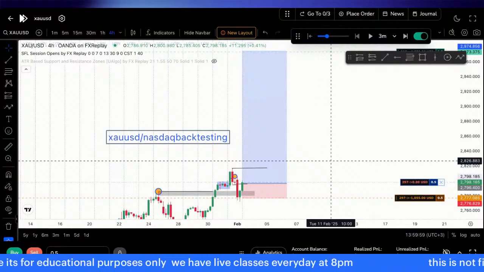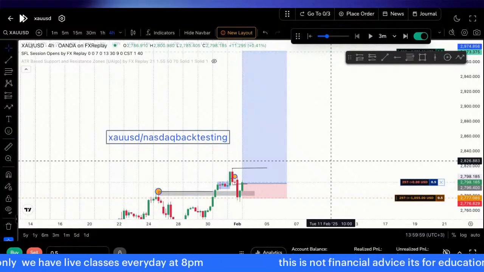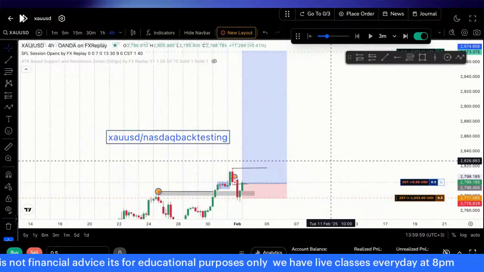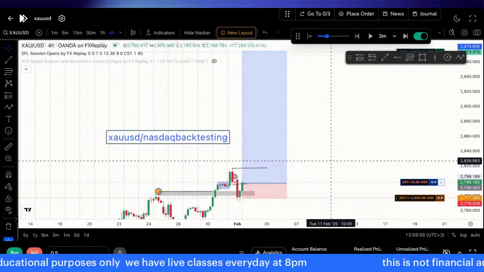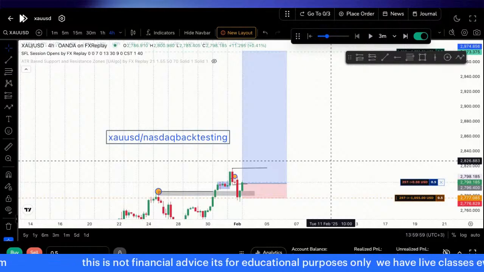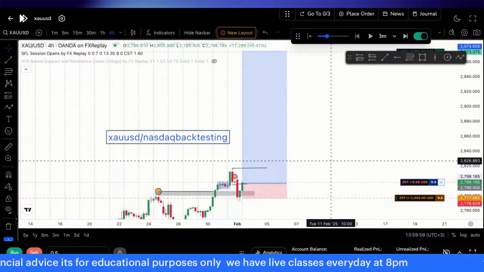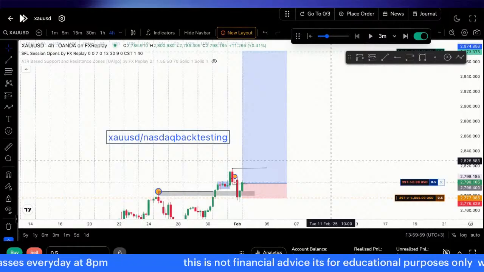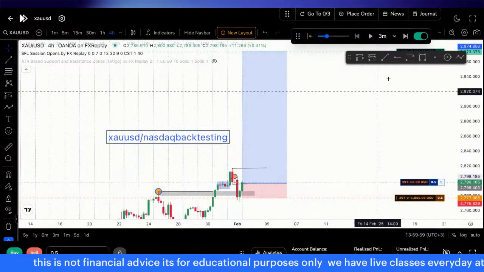So right here we have 100k. We imagine this is a prop firm account. I'm risking 1% per trade. It's fresh. Once I get 3 losing trades in a row, I'm going to cut my risk by half. So let's play and see.